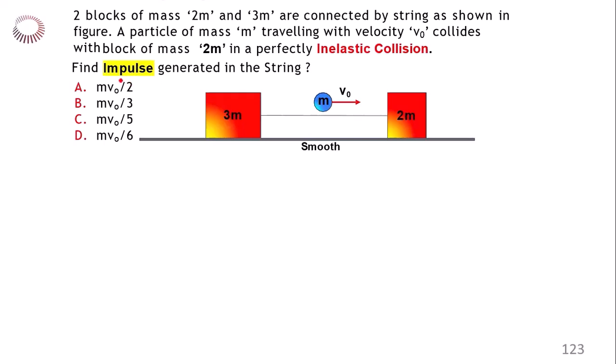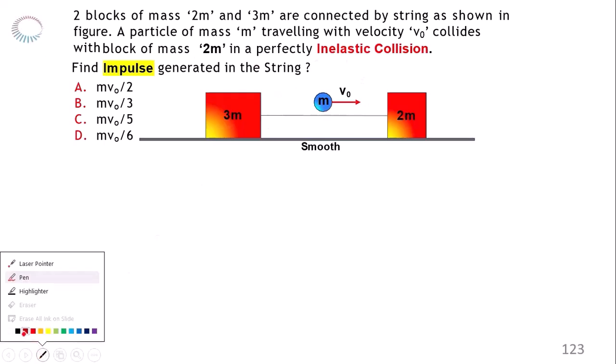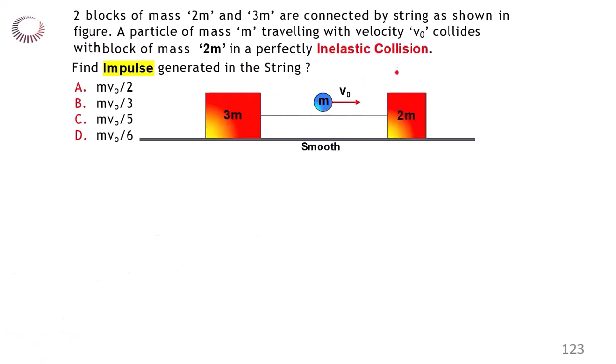Now you are asked to calculate what is the impulse generated in the string. That is T now. Okay. So same question is there, inelastic collision, all are there. Only thing is that you are asked to calculate the impulse. Now, I have already calculated the value of final common velocity after hitting the ball. So now this 2m is moving with the velocity v naught by 6.